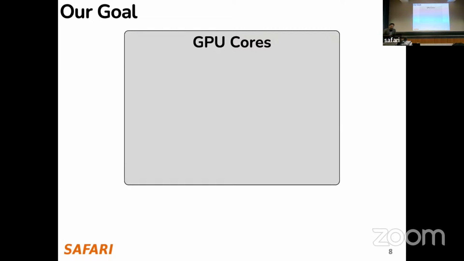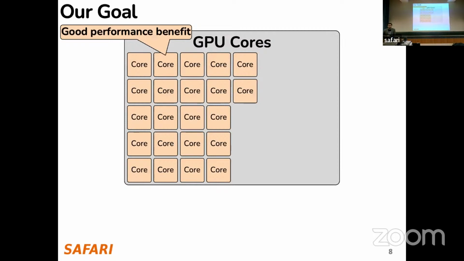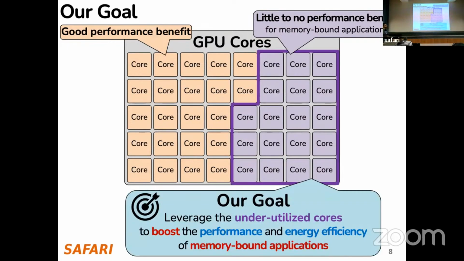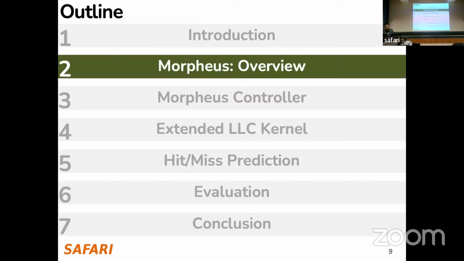So if we have a set of GPU cores from which we get good performance benefits, and this other set of GPU cores from which we get little to no performance benefit for memory-bound applications, then our goal is to leverage these underutilized cores to boost the performance and energy efficiency of memory-bound applications. Okay, so this is our goal. Now, to achieve this goal, we propose Morpheus.